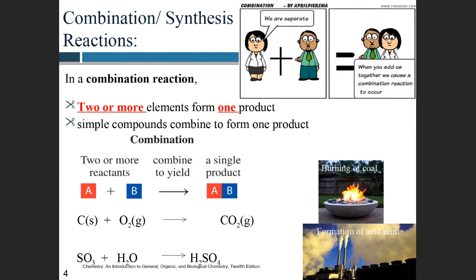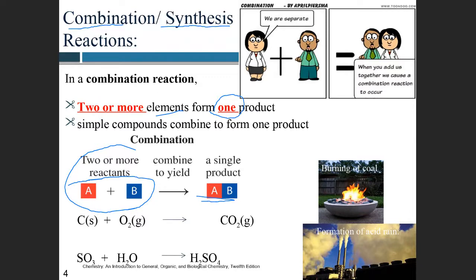The first one is the combination reaction, or sometimes we call it synthesis reaction. In these reactions, we have two or more reactants, two or more elements. They combine together to form one product. So in a simple combination reaction, we have two or more reactants. For example, A reacts with B. As we said before, this side is the reactant side. So A plus B will give one product, AB.